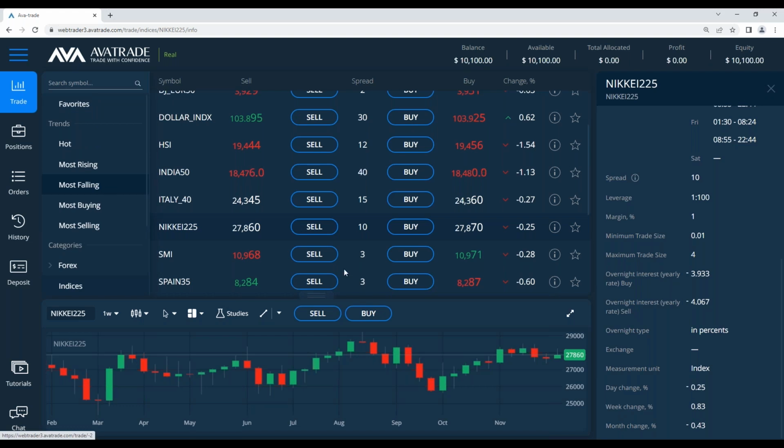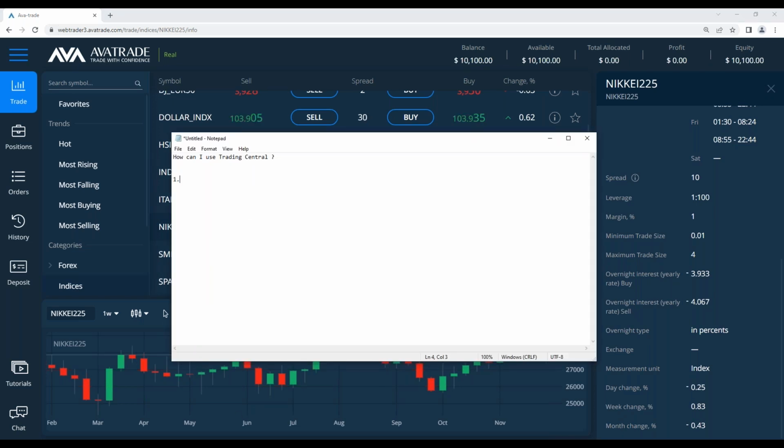Now, Trading Central, what it's going to give me, if I click here on the 3 lines. Just to be clear, to get to this area, which is called a web trader, step 1 is to log on to your account by email and password. And then the second step is going to be to click the 3 lines on the left upper corner.